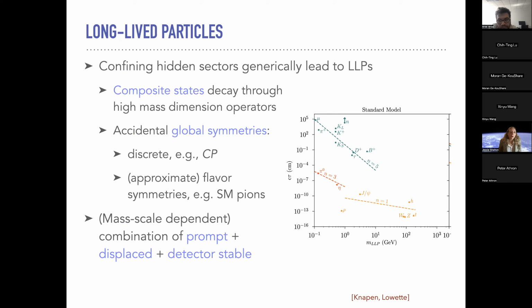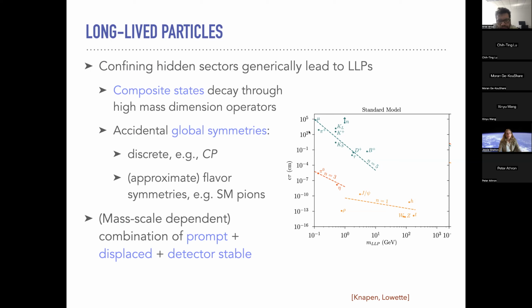So one powerful aspect of dark shower searches experimentally is long-lived particles. Confining hidden sectors very generically lead to the existence of long-lived particles. We can see that in the standard model, for instance, where you can see on this plot taken from this nice review article, particles in the standard model arranged to show their lifetime versus their mass.